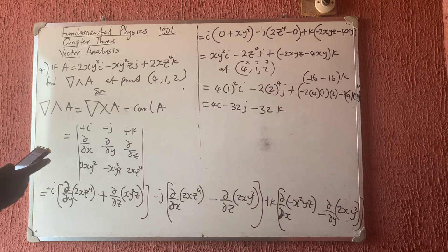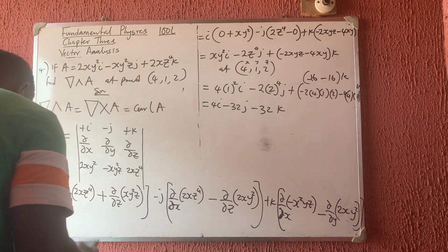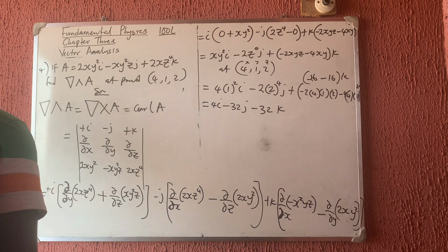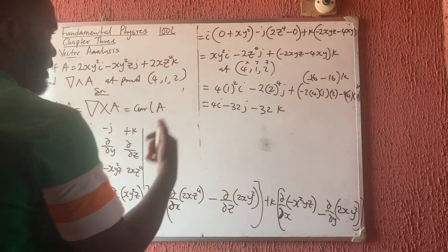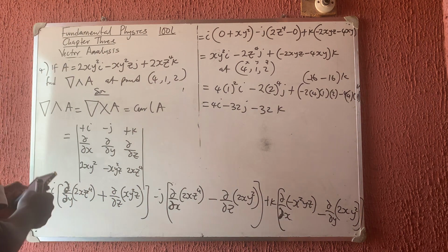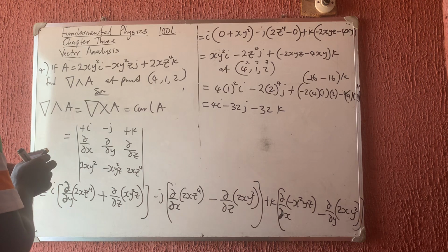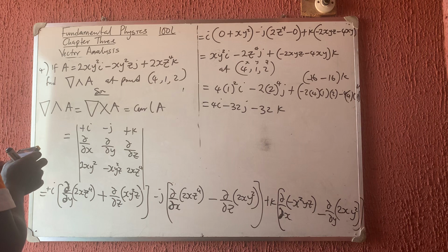At 4, 1 and 2, they didn't get the same thing. Let me see what they got. Question number 4. They got 31i plus 0j plus 6k. So you should find out where the problem comes from. I think the problem should be from them and cannot be from me. So question number 4, where is that question number 4?